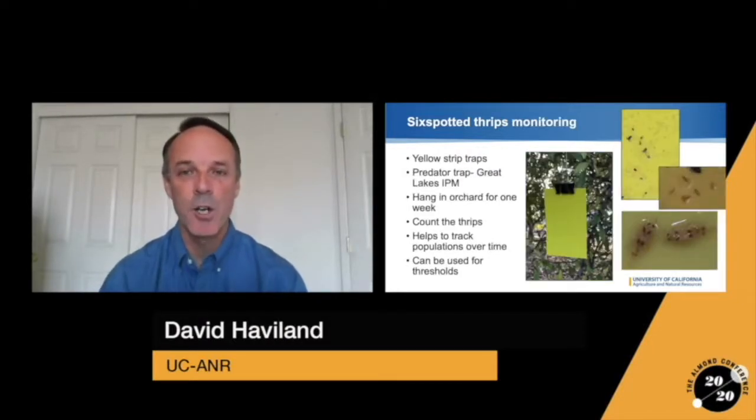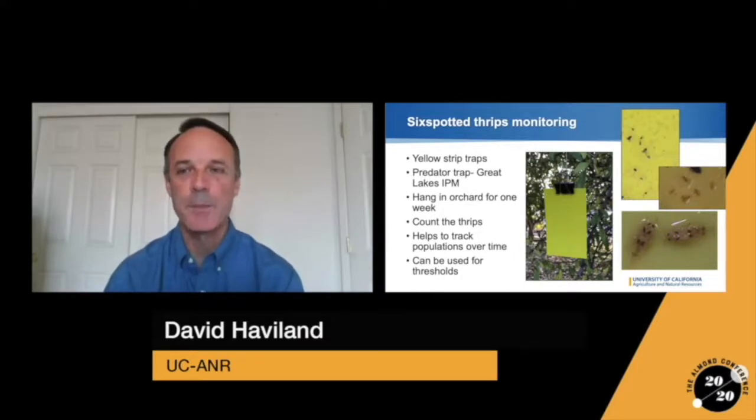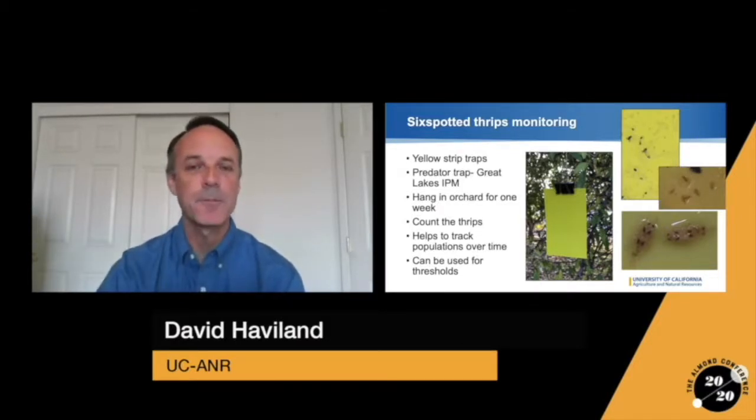So we developed this trapping system here. You take a card called a yellow strip trap. Actually, a new name for it is a predator trap. We get them from Great Lakes IPM. You hang them in an orchard, leave them there for a week, and you count the thrips. On the right-hand side, you can see some far out and some close-up pictures of what the thrips look like. The bottom right picture shows you why they're called six-spotted thrips. That's because of those 6 spots on the wings.